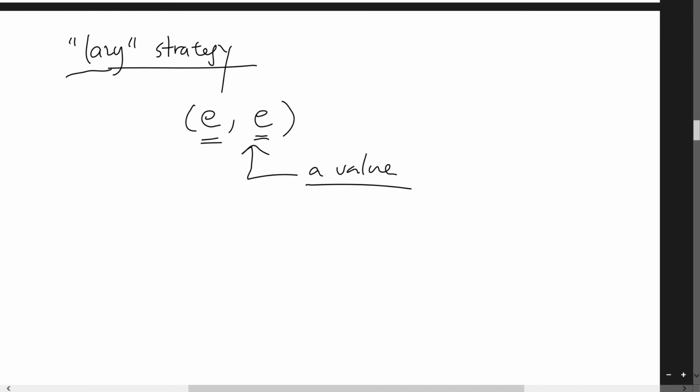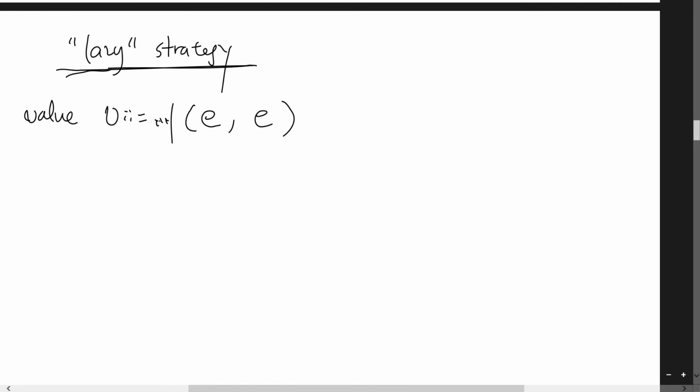In the case of a lazy strategy, we take this pair of expressions as a value. So this is counted as a value, regardless of the forms of individual expressions inside the parentheses. So under the lazy strategy, the definition of values is extended with this one. So the definition of values includes this one as a new component.